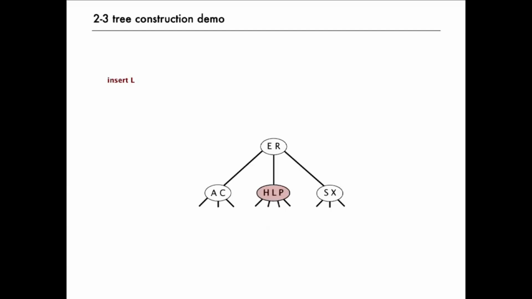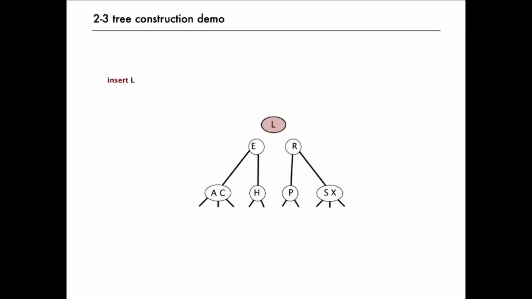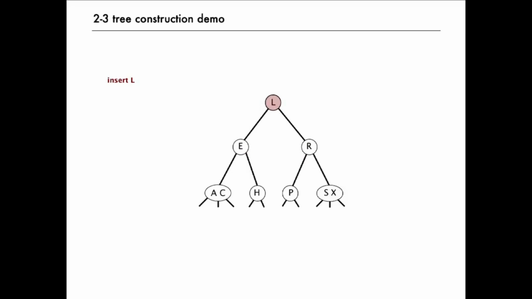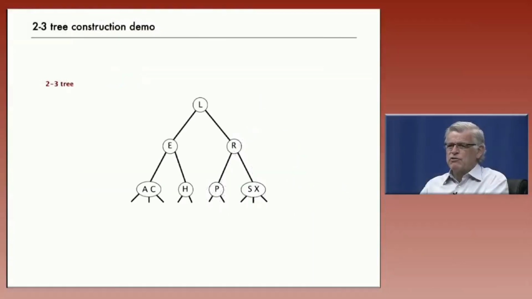We convert that into a temporary 4-node, split that 4-node, moving L to the parent. Now that parent's a 4-node, and that has to be split, and we create a new root node, and then the height of the tree grows by 1. And that's a legal 2-3 tree, so we stop. So those local transformations, converting a 2-node to a 3-node, or converting a 3-node to a 4-node, and then splitting and passing a node up, those are the only operations we need to consider to get balance in our search trees.